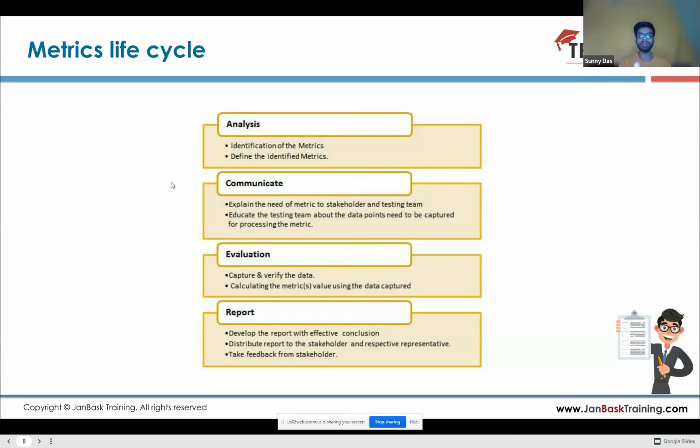So the next phase is communicate. Once you have those test data, you will provide that data to the manager or lead. Now the manager or lead will analyze that and generate those metrics, and then they will communicate it back to the stakeholders, right? And they will also provide feedback to the testing team.